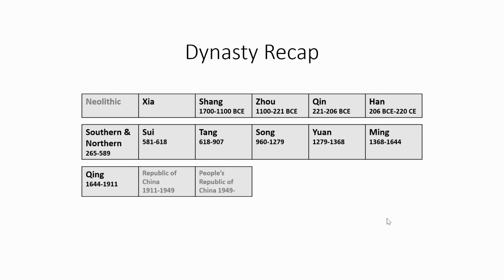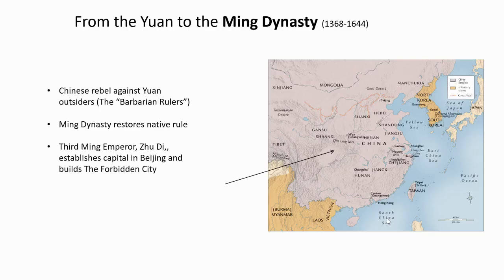All right, so I just brought this in so you could see all of the dynasties that we've covered and how far we've come. All right, so we're going to be looking at the Ming Dynasty and the transition from the Yuan to the Ming Dynasty. So we're going to see the Chinese rebel against the Yuan. Remember, the Yuan are barbarians, quote unquote. And so the Ming Dynasty is going to reestablish native Chinese rule, so ethnic Chinese rule.